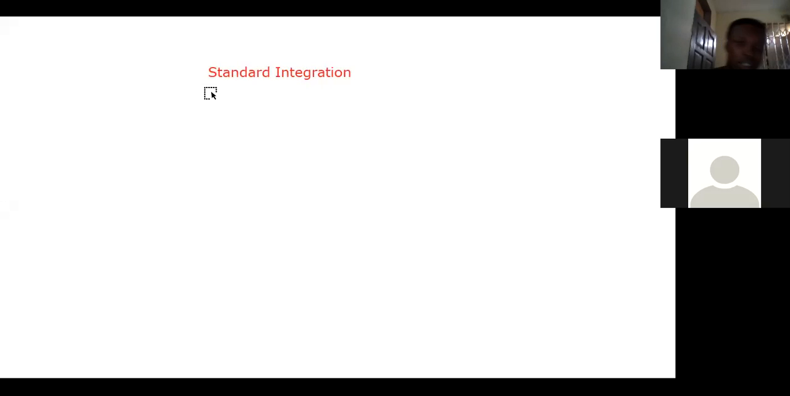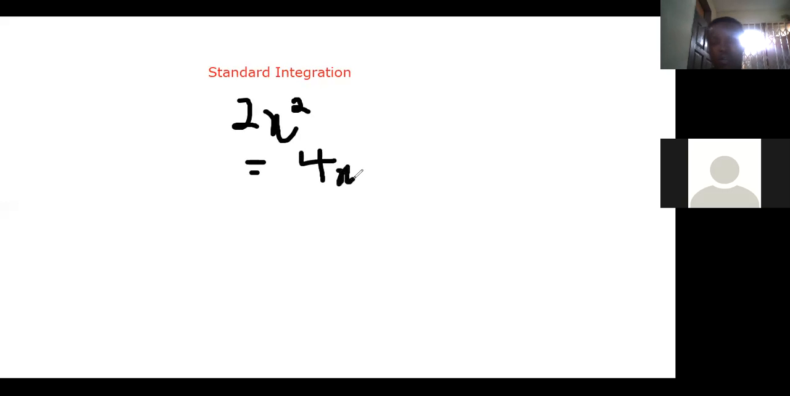So we are starting with integration, which is the reverse of what they call differentiation. Basically, integration is about summation. So for instance, if you're given something like 2x squared to differentiate, bear with me, you are going to get what? 4x, right? Yes. So if you are differentiating this, you are going to get 4x.